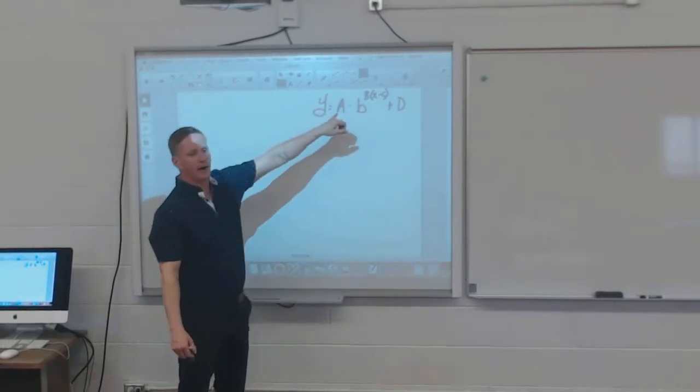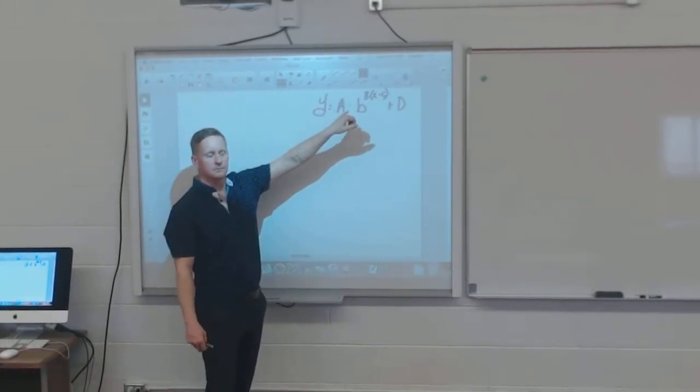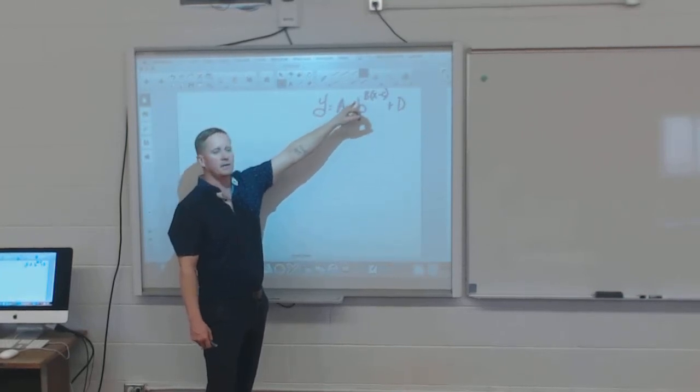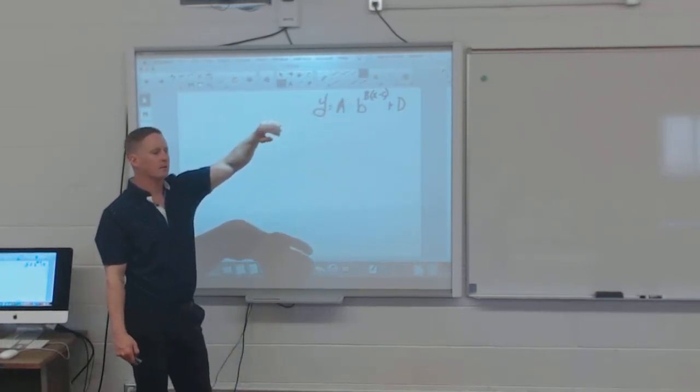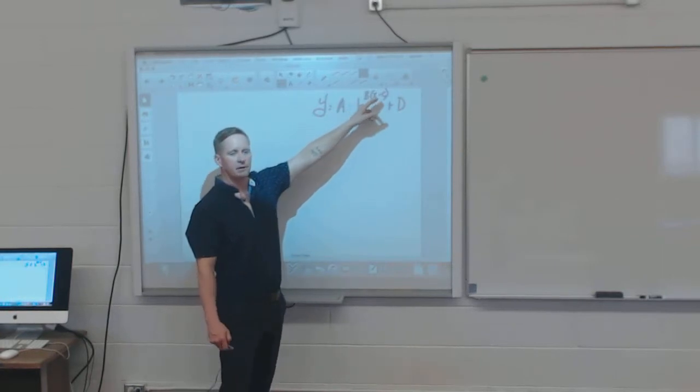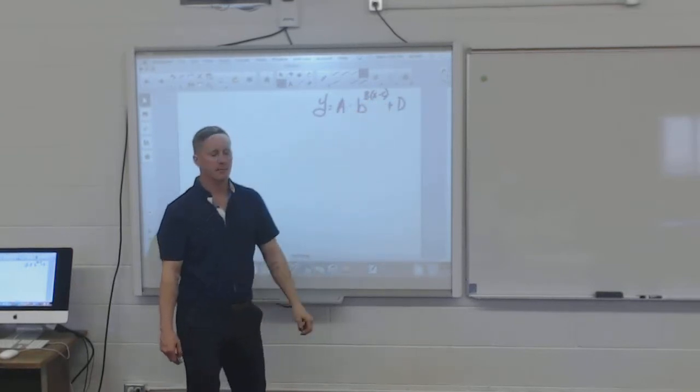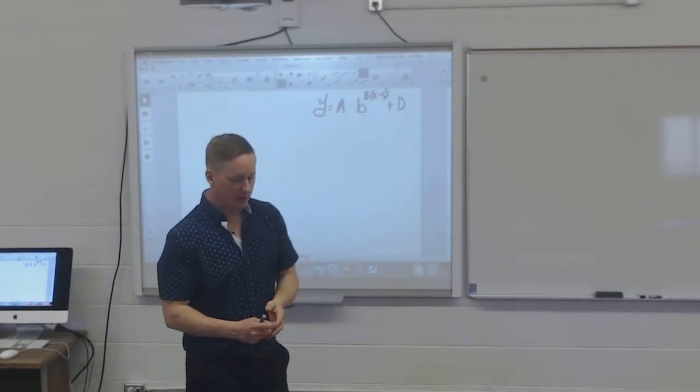What does your A do to your graph? Stretches it vertically. Good. Your B, horizontal stretch by a factor of what? 1 over B. What does C do to your graph? Left and right. And D is up and down. Same thing occurs.